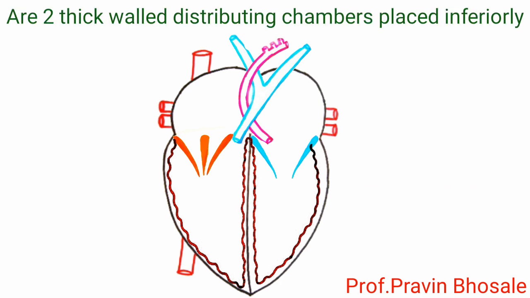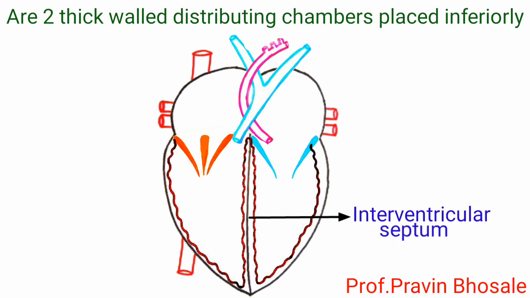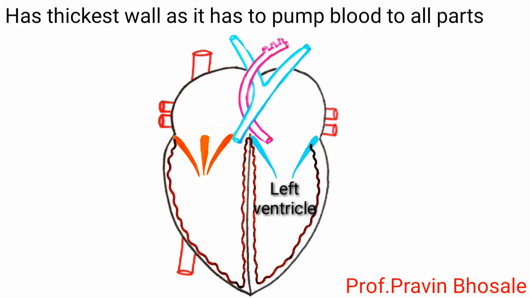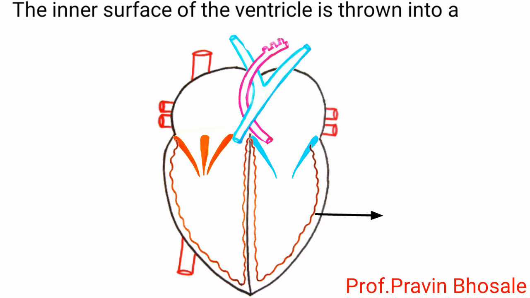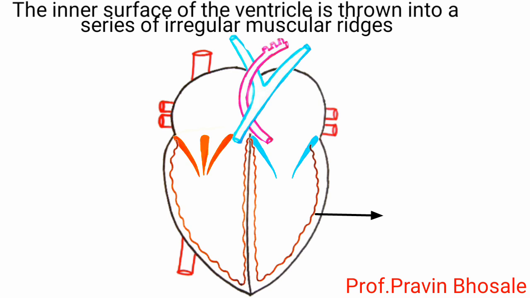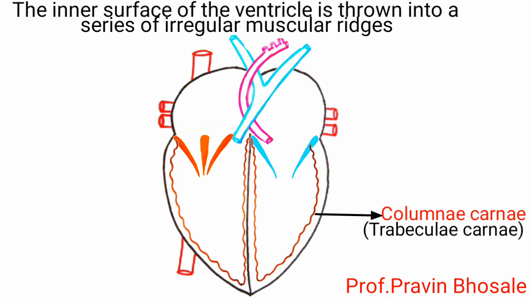Ventricles are 2 thick-walled distributing chambers placed inferiorly and separated from each other by the interventricular septum. The left ventricle has the thickest wall as it has to pump blood to all parts of the body. The inner surface of the ventricle is thrown into a series of irregular muscular ridges called columnae carneae or trabeculae carneae.